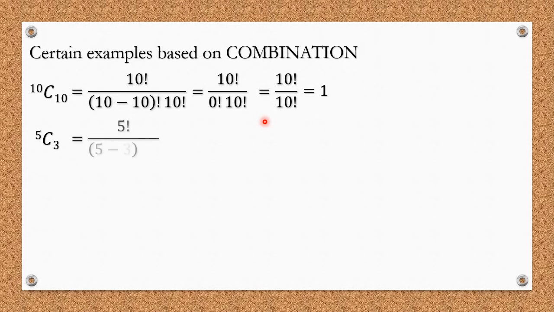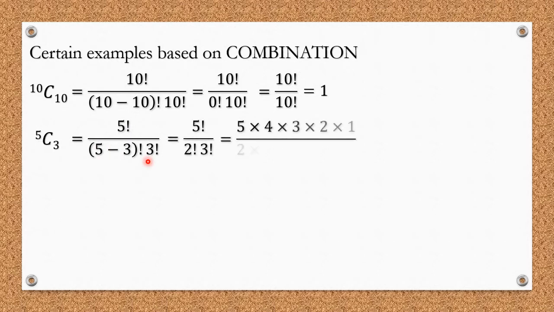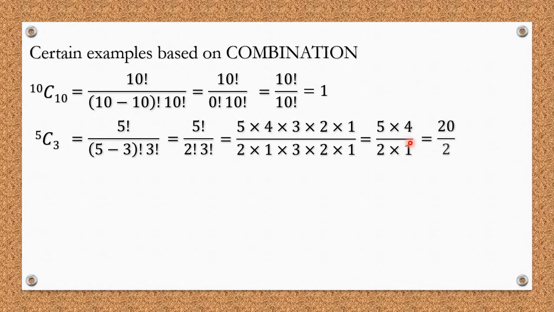5C3, that would be 5 factorial upon 5 minus 3 factorial into 3 factorial. So it will be 5 factorial upon 2 factorial into 3 factorial, which will be 5, 4, 3, 2, 1 upon 2 into 1, 3 into 2 into 1. So what I can do here is cancel 3, 2, 1 with 3, 2, 1. I will be left with 5 into 4 upon 2 into 1, which will be 5 4s are 20 upon 2, that is 10. So 5C3 is 10.